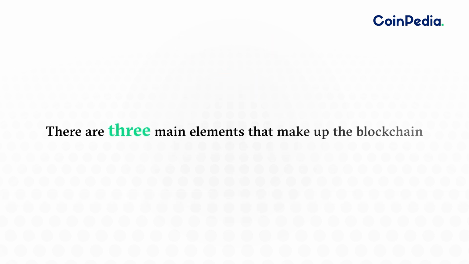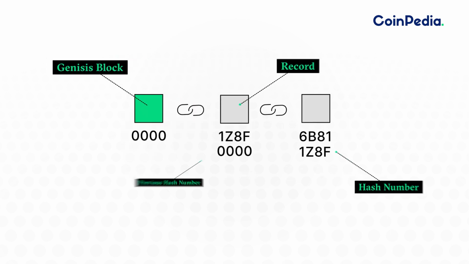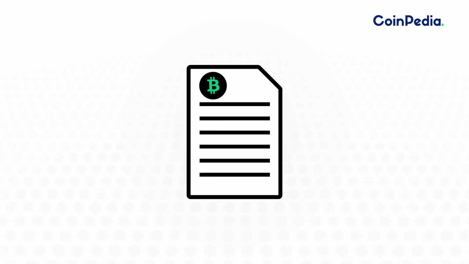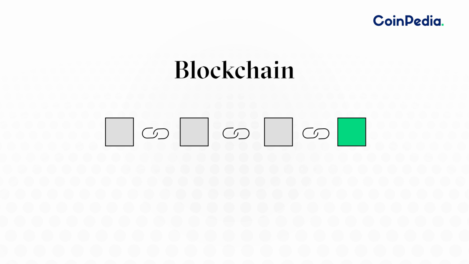Eventually, there are three main elements that make up the blockchain: a record, a block, and the chain. When a single block is made, it contains data, a hash number, the previous block's hash code, and the genesis block. Blockchains are unchangeable digital ledgers that keep records of transactions across multiple locations within a network of computers. Every validated transaction is added to a place called a block, and the linking of these blocks into a chain of data creates the blockchain.